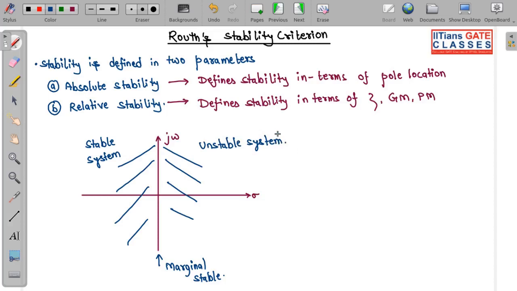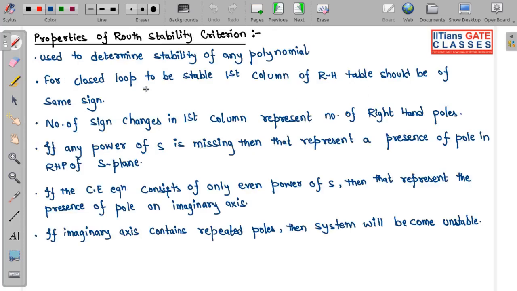Okay, so now let us study how to know the stability with the help of Routh stability criterion. So Routh stability criterion is going to define us the absolute stability. That means what? That the stability is going to be defined on the basis of your location of poles. Okay, so now let us see your properties of Routh stability criterion.